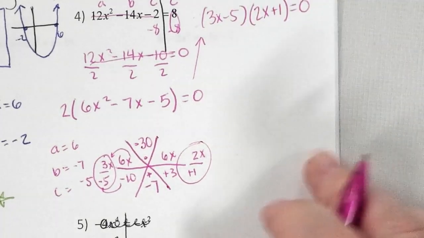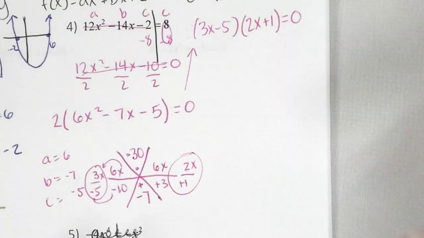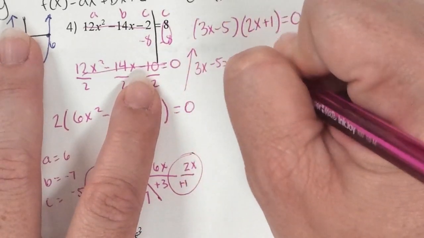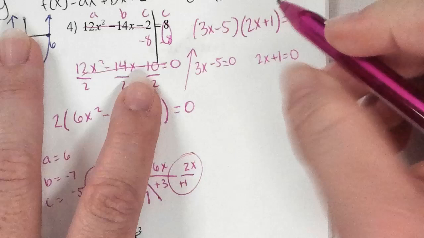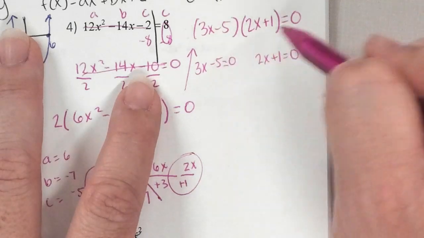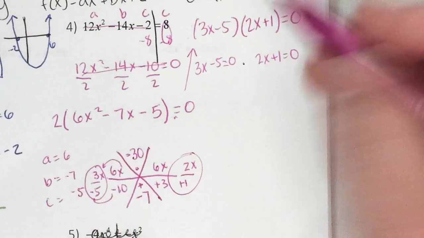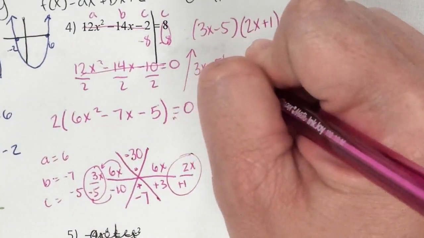And that all equals 0. So now we use our zero factor property. We do 3x minus 5 equals 0, 2x plus 1 equals 0. If you skip this step of writing it equals 0 and you just go from here to here, that's fine with me. Okay? So here we're going to add 5 to both sides.